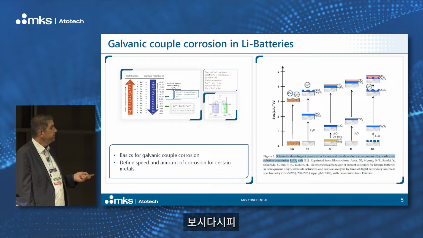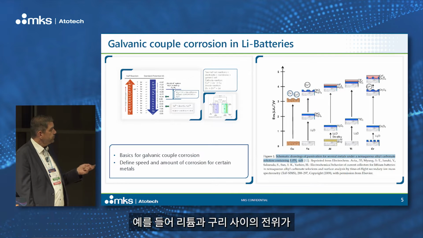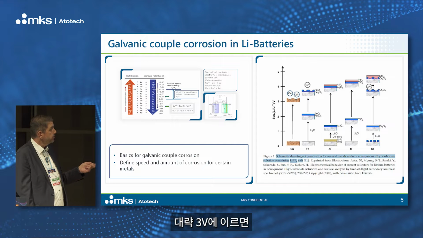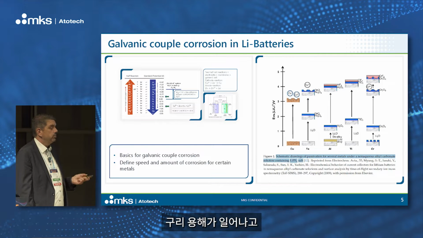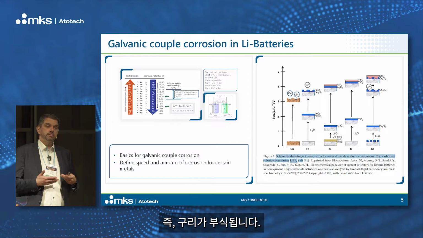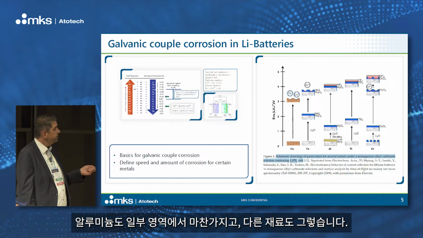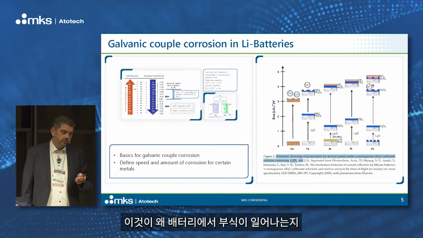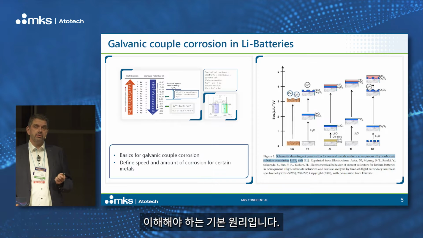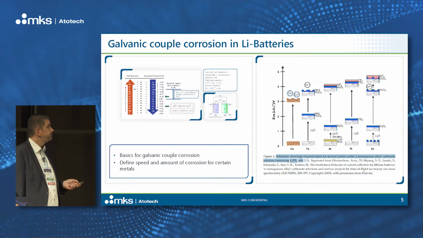And there you see, if we reach certain potentials between the lithium and, for example, the copper, here 3 volts, basically, you will have copper dissolution, meaning copper corrosion. Same for the aluminum in some areas, and other materials. So this is the basics. We need to understand why there's corrosion happening in these batteries. And what can we do?